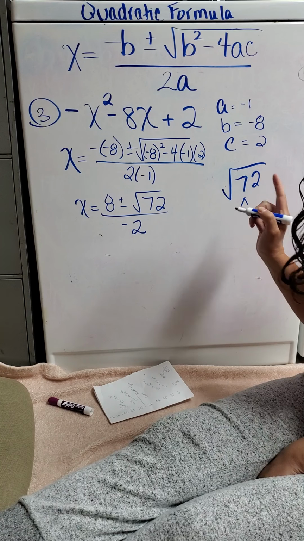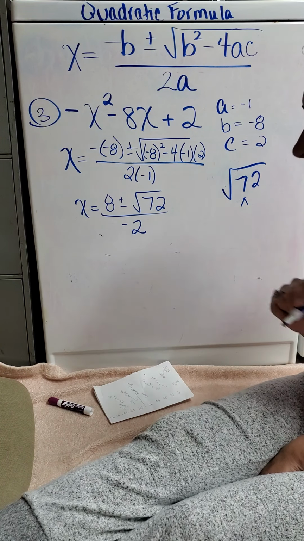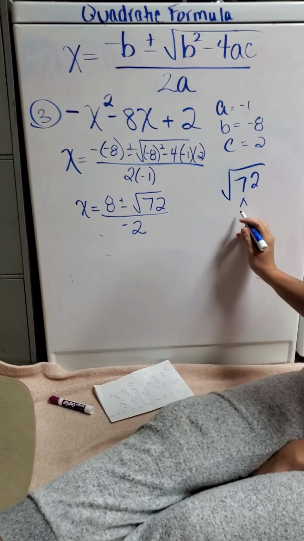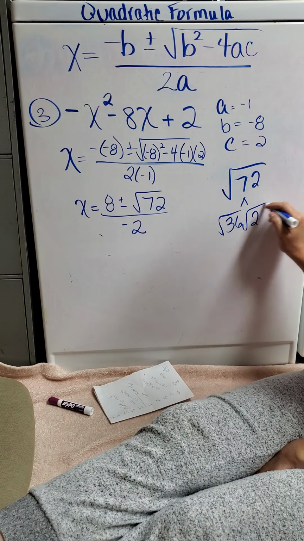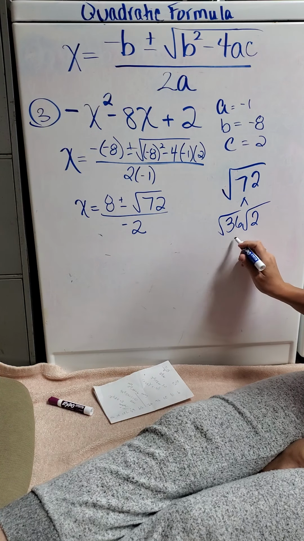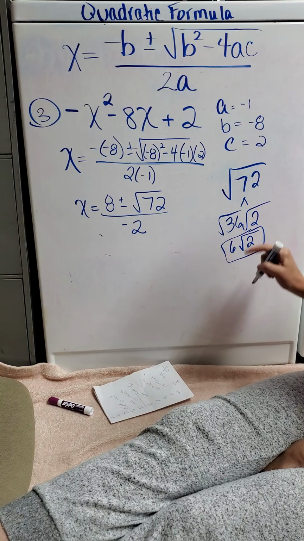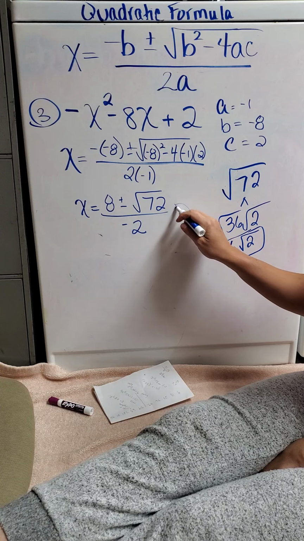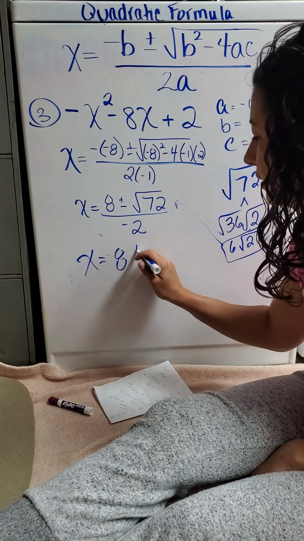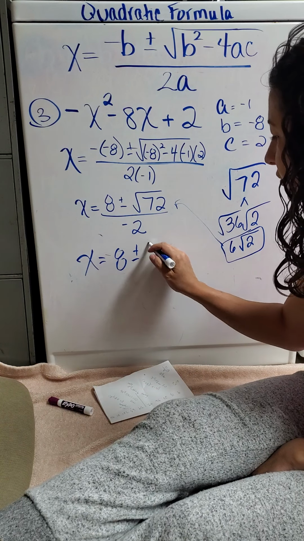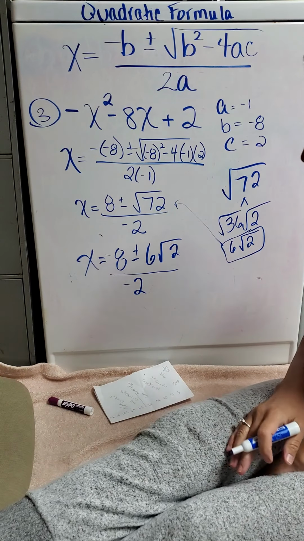So we're breaking down the square root of 72. Well, 72 is not a perfect square, but I do know of a large perfect square that it can be divided by, which is 36. 36 times 2 is 72. And the square root of 36 is 6 radical 2. That's in simplest form. This is the whole reason why we did this. Now we're going to replace this. X equals 8 plus or minus, instead of 72, I'm putting 6 radical 2 all over negative 2.